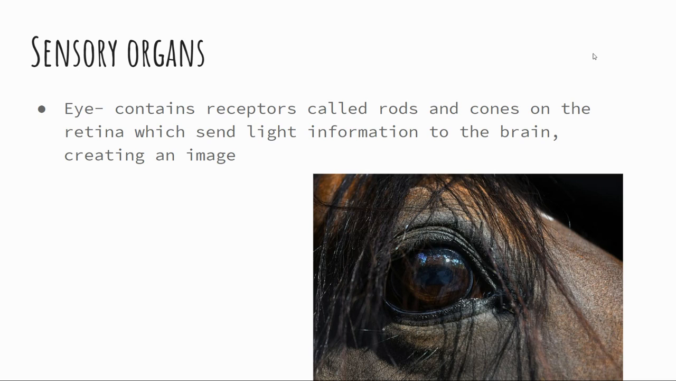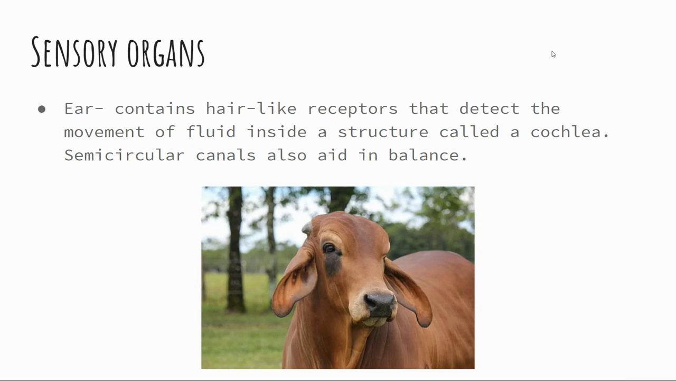So sensory organs, so the eye is going to contain receptors called rods and cones on the retina, and it's going to send light information to the brain, which is going to create an image. Eye is actually pretty complex. So the ear is going to contain hair-like receptors that detect the movement of fluids inside a structure called a cochlea. And the semicircular canals are also going to aid in balance. So your eardrum, so to speak, yes, it helps with hearing, but it also has to do with your orientation. It helps you stand upright, so to speak. It gives you balance.